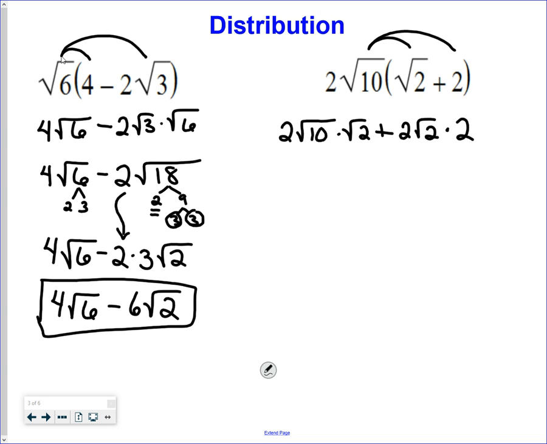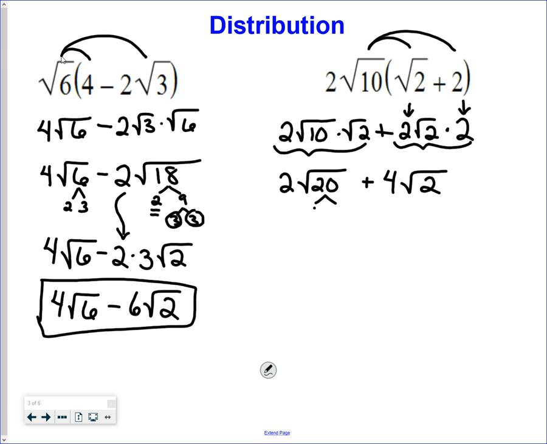Times 2. Remember, when we're distributing, we're timesing. Okay, so now this part here becomes 2 times radical 20. This part here, where this 2 and this 2 are both outside of a radical, so that's where I'm getting 4. And that rad 2, or square root of 2, gets left over.